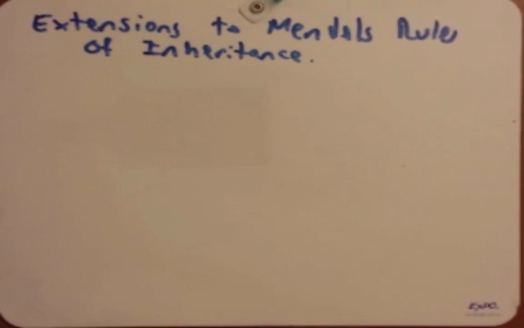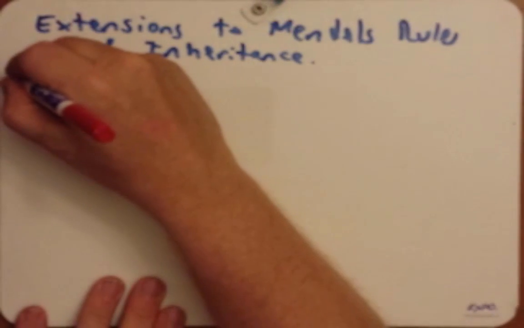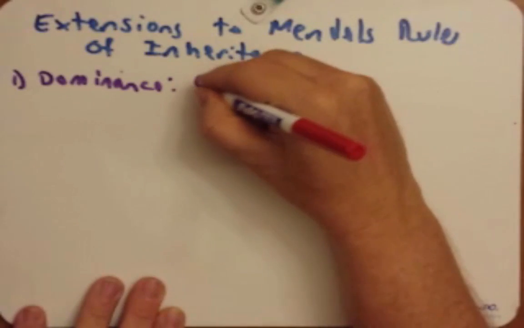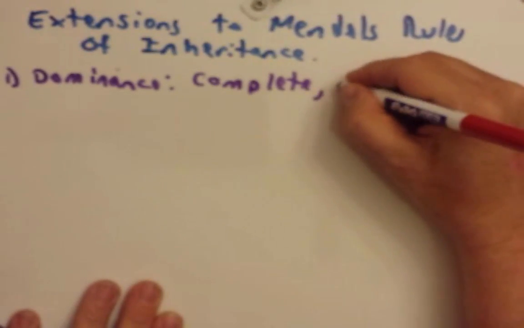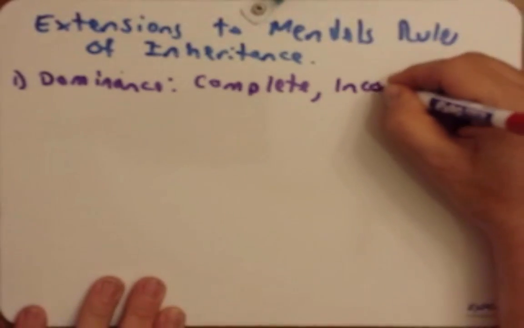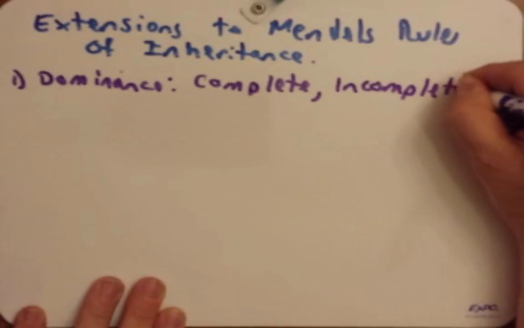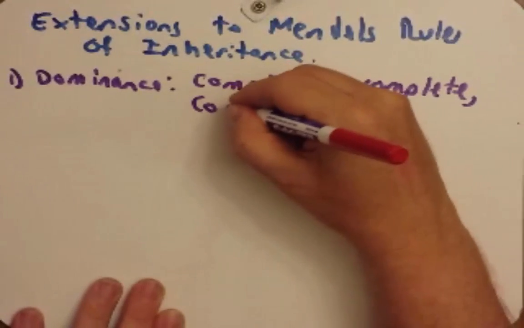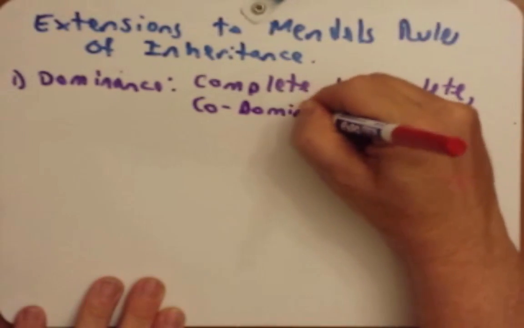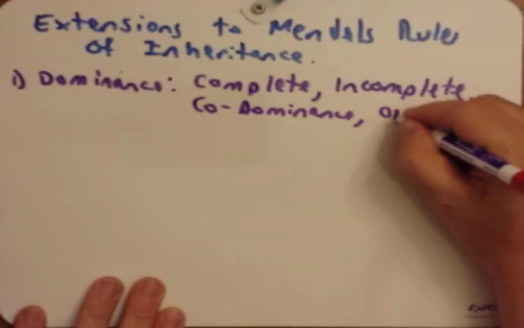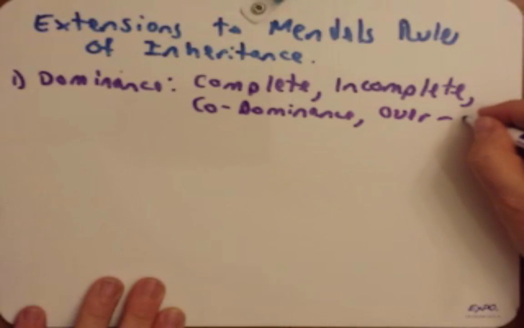And what I want to do here is make a list of everything we're going to talk about. We won't cover this all in one podcast. We'll have to split this up. So the first thing we're going to do is look at dominance. There's going to be complete dominance. There will be incomplete dominance. We'll talk about codominance. And something that we call overdominance.